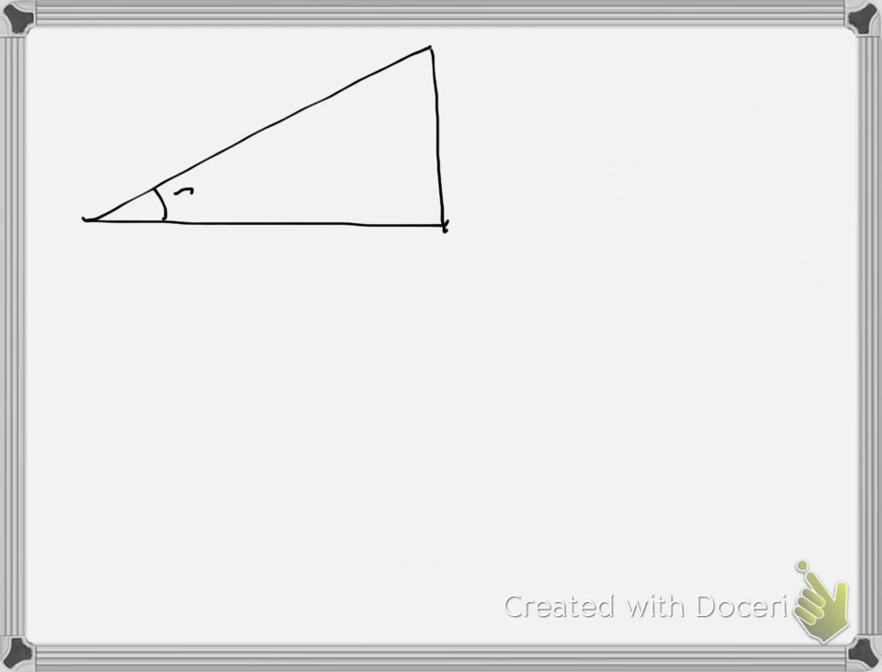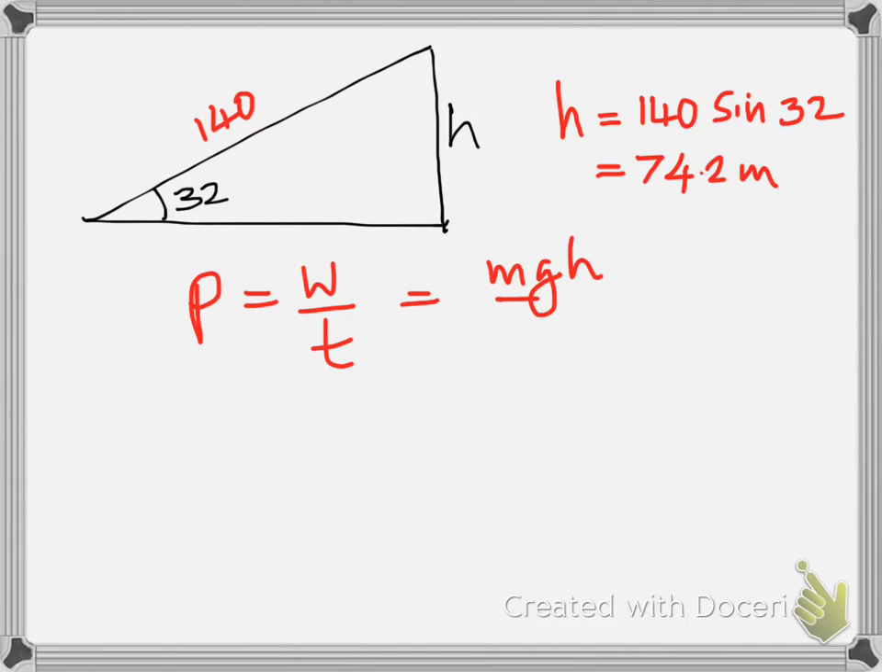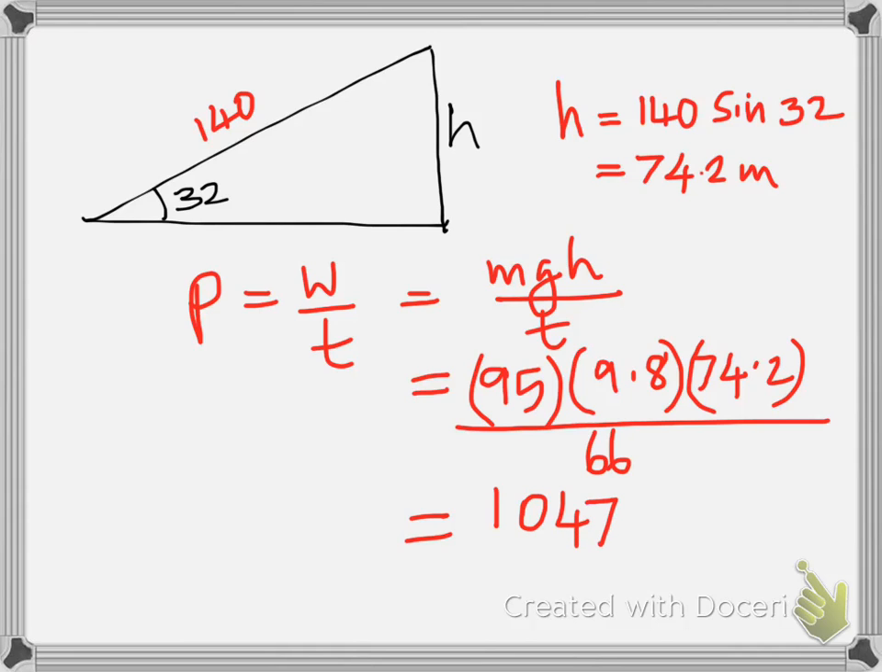First you find the height using h is equal to 140 sine 32. Sine 32, and that you told me is 74.2, isn't it? So that's 74.2 meters. And what's the formula for power? Work over time. And the work in this case is mgh, because they are lifting themselves up, giving themselves potential energy. So mgh by t. Plug in all the numbers: 95 times 9.8 times 74.2 divided by 66 seconds, and you have your answer. 1047 watts. Okay, go on to the last one.